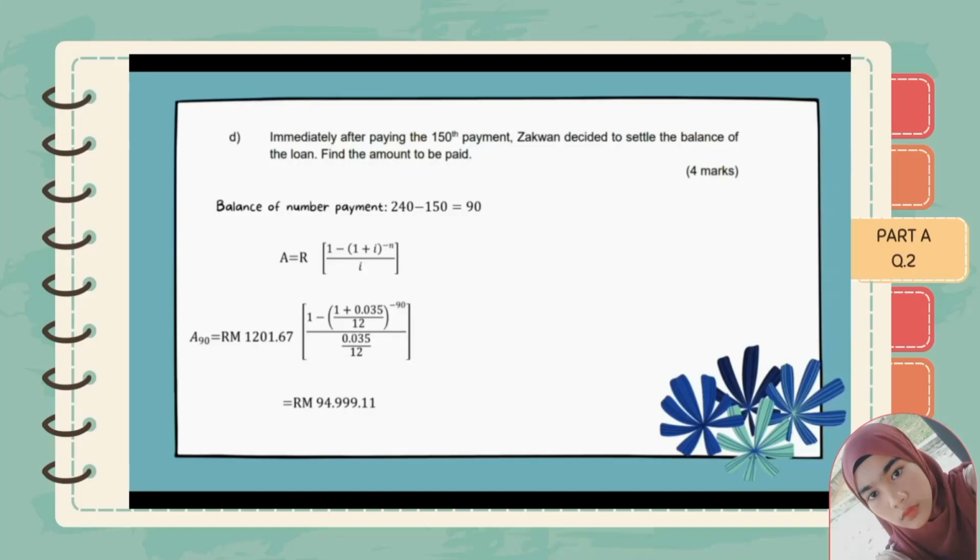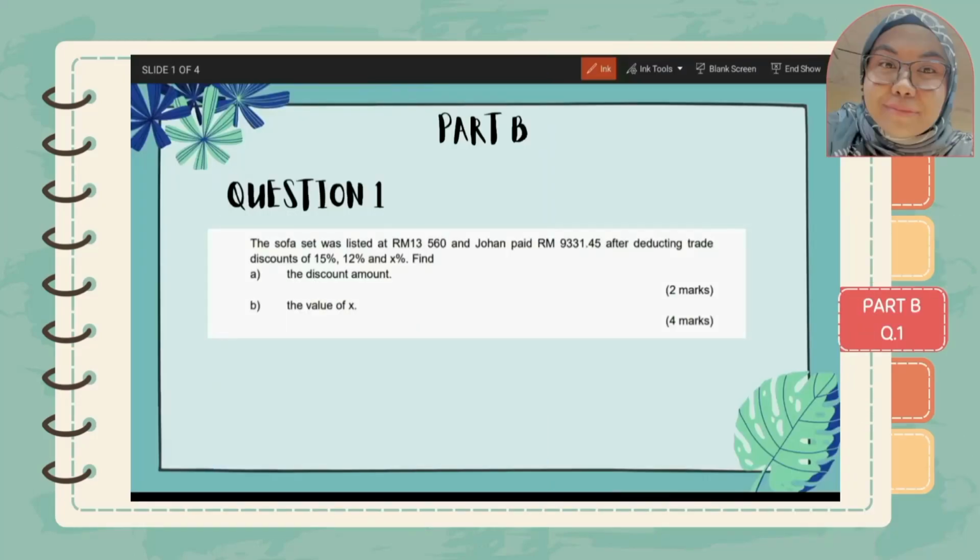Let's move to question D. Immediately after paying the 150th payment, Zakwan decided to settle the balance of the loan. Find the amount to be paid. For this question, we must find the balance of the payments first. The 240 payments minus 150, so we get the answer, 90 payments. We must use the same formula as we used to find the monthly payment, and we need to start with 90 payments. After that, we just insert the numbers given, and after we calculate, the amount to be paid we get is RM94,999.11. So next, part B, question 1.